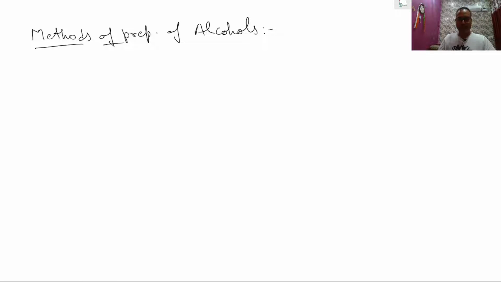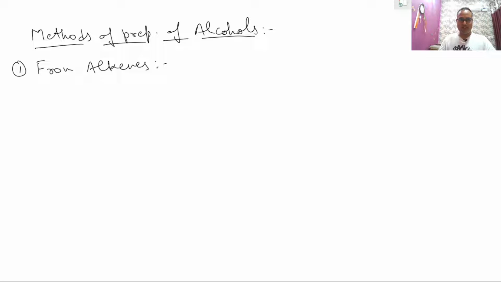Today we are going to study various methods for the preparation of alcohols. So we will be studying methods of preparation of alcohols. In order to prepare alcohol, first method which we can use is from alkenes. Now we can have two methods to prepare alcohol from alkene.